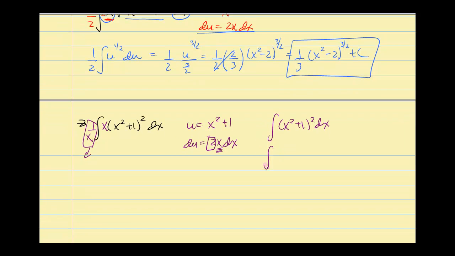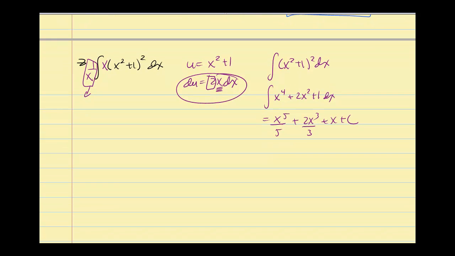However, this is just a good old antiderivative. I could expand this. I'd have x to the 4th plus 2x squared plus 1 dx. And then I could integrate by adding 1 and dividing by the sum of each term. And of course we'd want to find a common denominator and factor out an x. But this is just to show that we can't always use U-substitution. I have to be able to come up with an entire du in order for U-substitution to work.